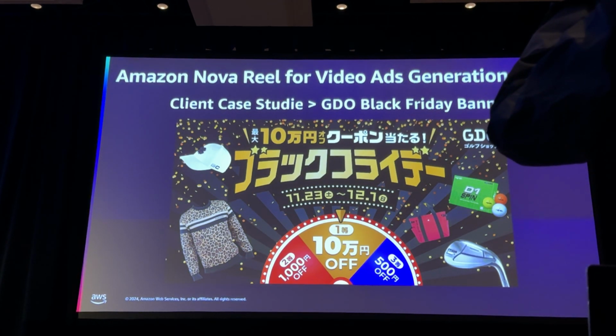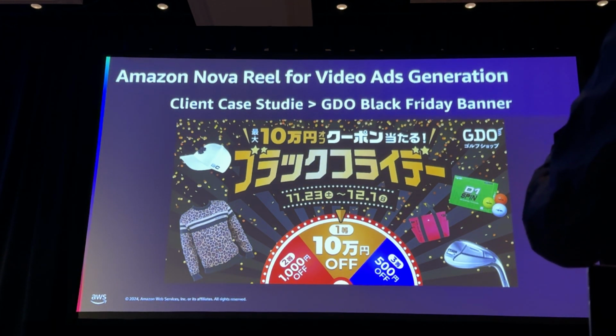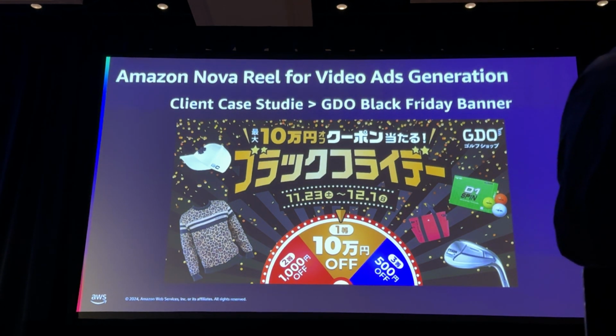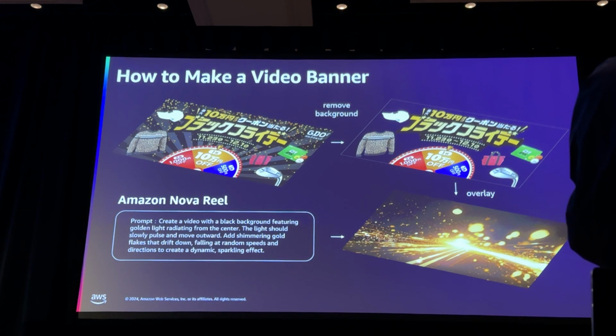But now, I am pleased to inform you that it is possible thanks to Amazon Nova Reel. And actually, I tested it with our actual client named Golf Digest Online. It's a company operating a golf reservation website and also a golf goods e-commerce site. And today's target banner is a Black Friday banner. What we did is super simple. Just replace the static background with a moving background.